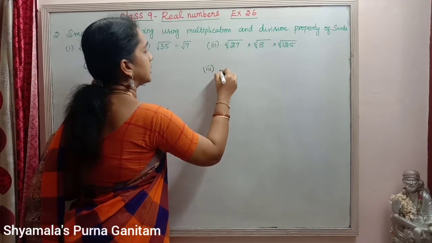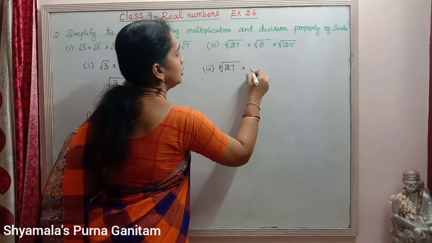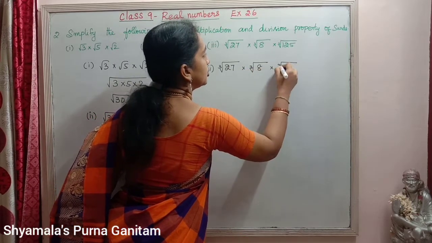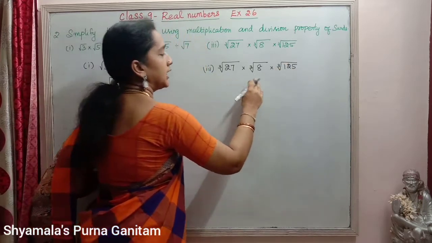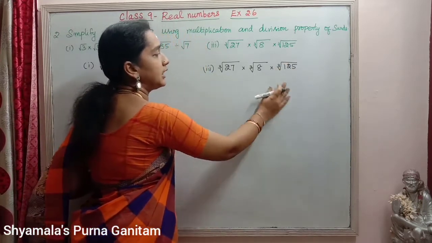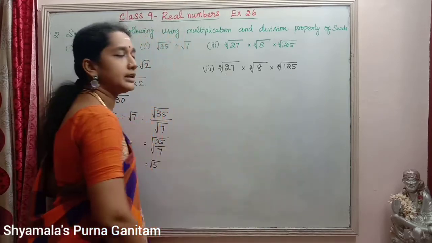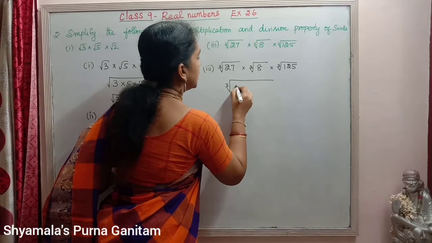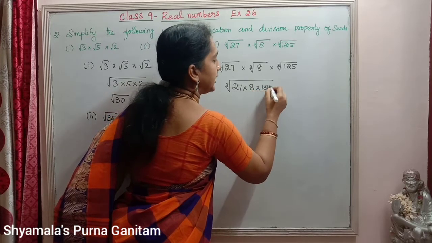Then the third sum is cube root of 27 into cube root of 8 into cube root of 125. All the three terms have the cube root only, so we can multiply the numbers inside the root together. So cube root of 27 into 8 into 125.